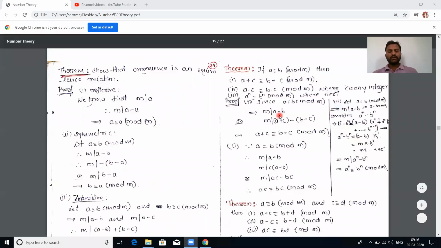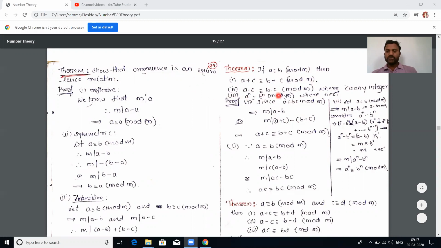Hi friends, in our last video we completed congruence and proved one result: congruence is an equivalence relation. Next we'll prove another property of congruence. The next theorem: if a is congruent to b mod m, then a plus c is congruent to b plus c mod m.